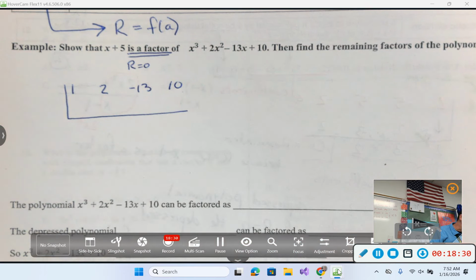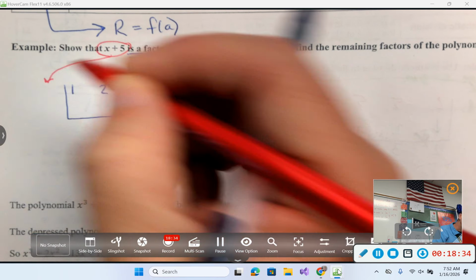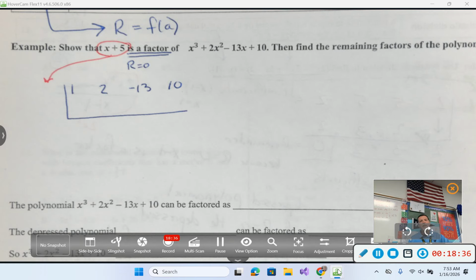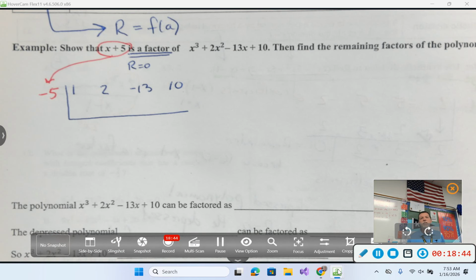And we'll synthetic divide with, here's the first trick, minus 5. Good, with negative 5. Because if x plus 5 is a factor, then x equals negative 5 is the number we'll use out front to synthetic divide. How do we get started for a synthetic divide problem?